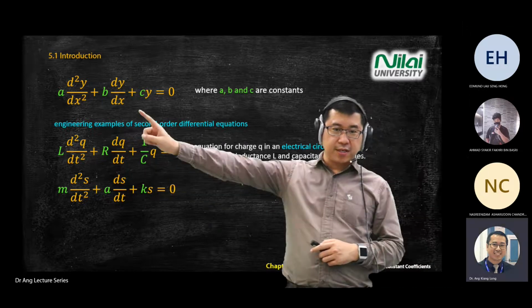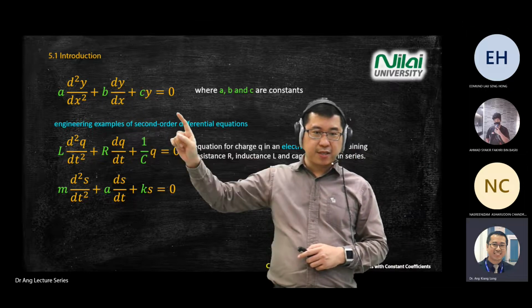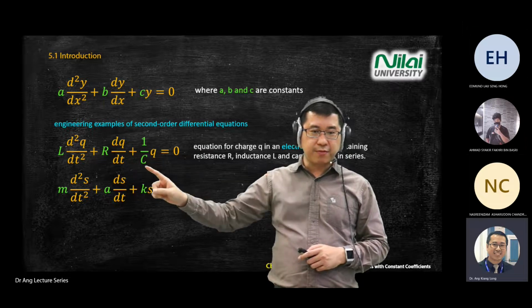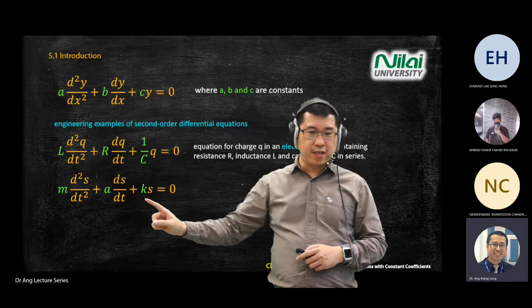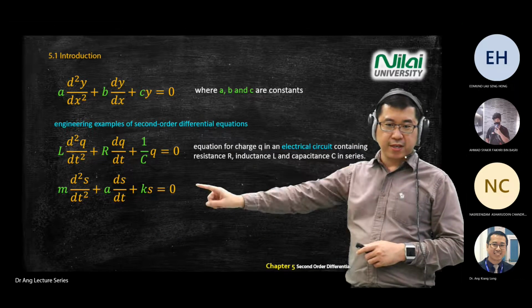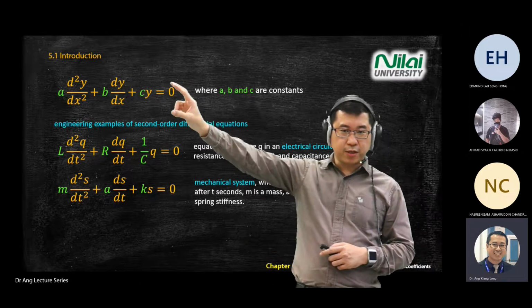Look at the bottom one: d square y over dx square, dy dx, and you don't have x. Here, d square q over dt square, dt, and you don't have t. And d square s over dt square, dt, and you don't have t. The pattern is there. So you just change the variables accordingly. We will use this general equation to solve problems.